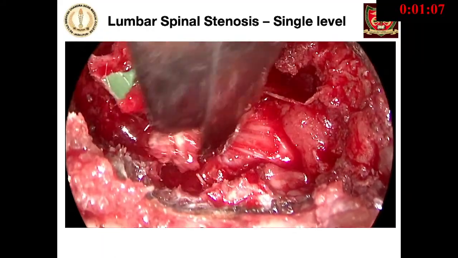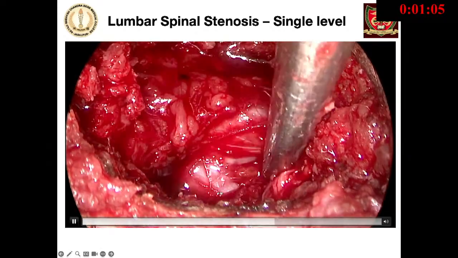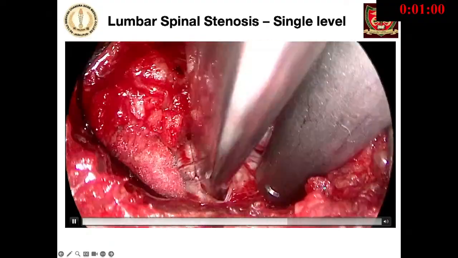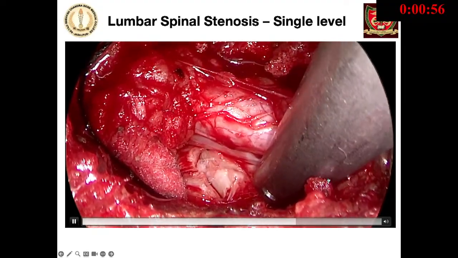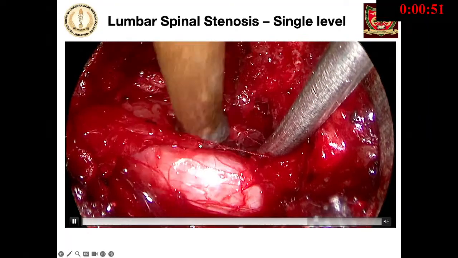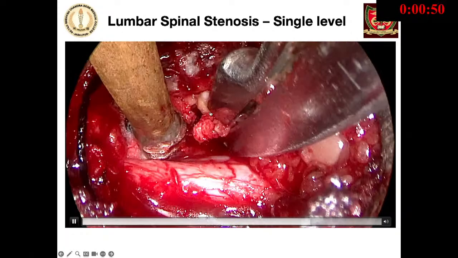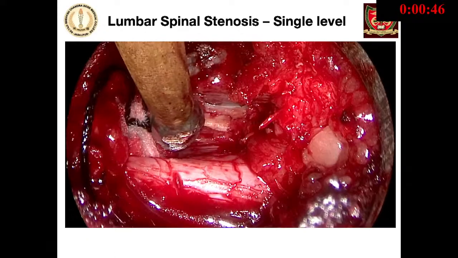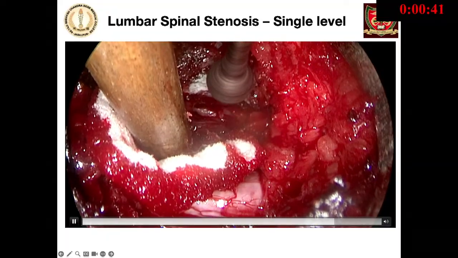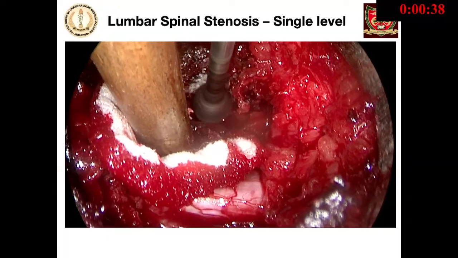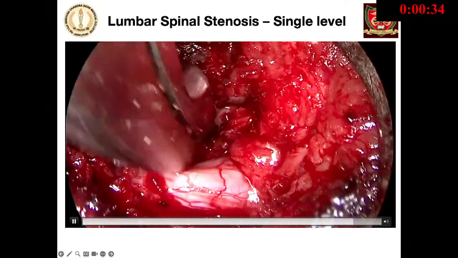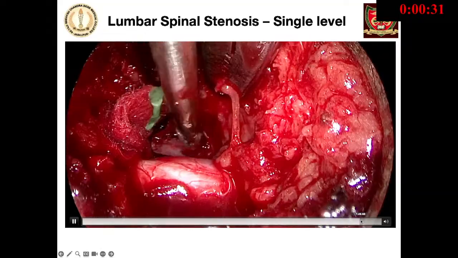Then drilling the base of the spinous process, and then decompressing the ipsilateral root. Some medial facetectomy to open the lateral recess is required. This is the ipsilateral root. Discectomy was done. Decompress the ipsilateral root, and this is the contralateral removal of the ligamentum flavum.